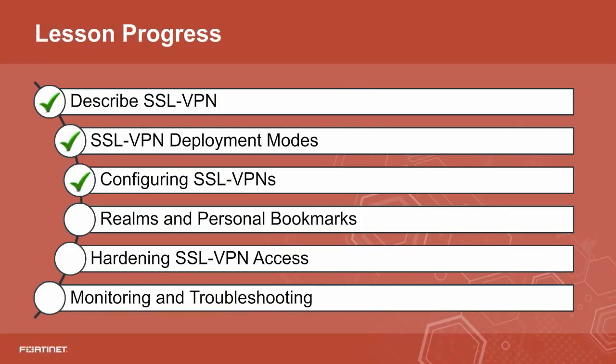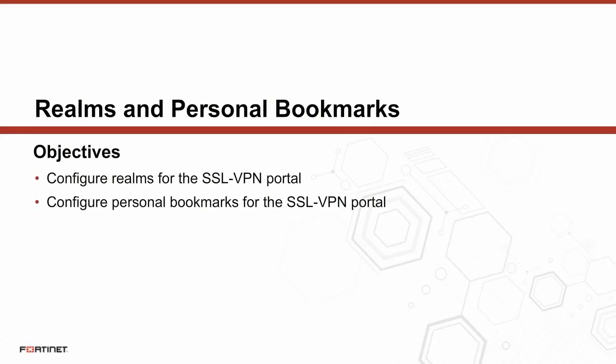Good job! You now understand how to configure the FortiGate for SSL VPN connections. Next, you'll learn how to create multiple SSL VPN login sites for different user groups and manage user-added bookmarks. After completing this section, you should be able to configure realms for the SSL VPN portal and configure personal bookmarks for the SSL VPN portal. By demonstrating competence in understanding these topics, you will be able to create multiple SSL VPN login sites for different user groups and manage user-specific bookmarks.